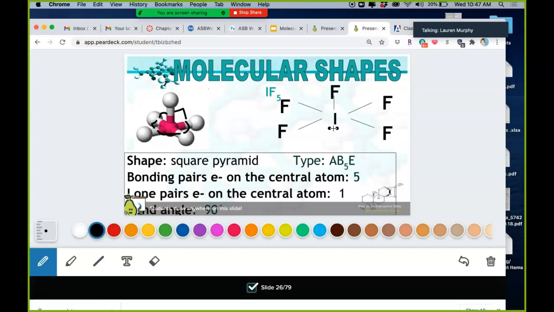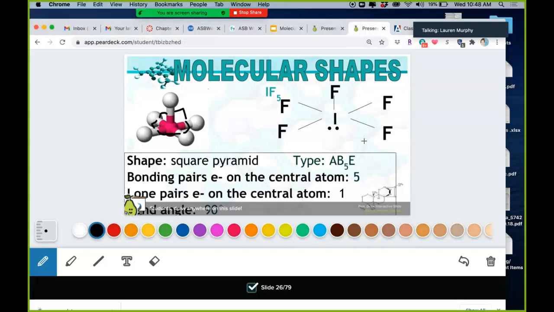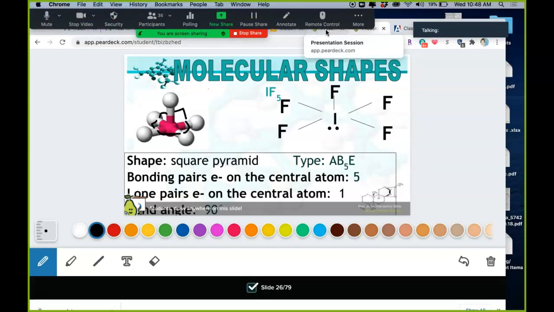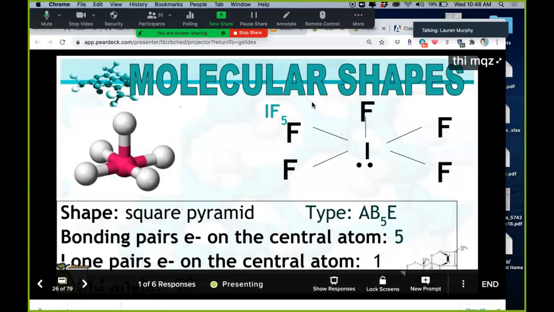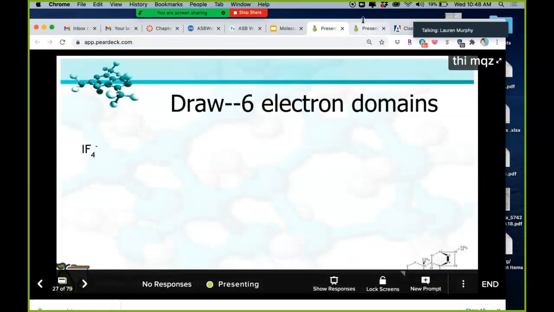So 6 electron domains, but one of which has been converted from a bonded pair now to a lone pair. So AB5 and then a lone pair of electrons. Questions? Okay, one more shape. I promise. One more shape. So we're going to rip one last one off. IF4 negative.